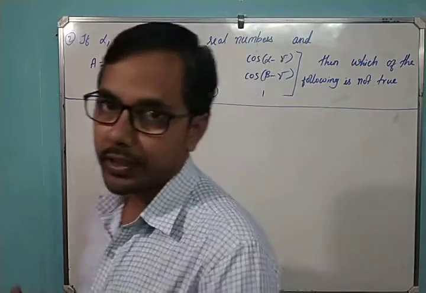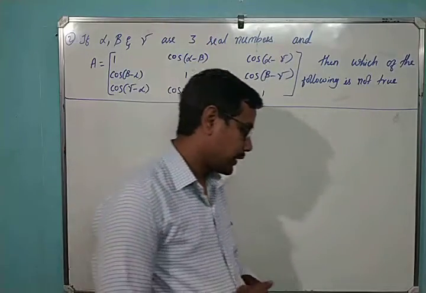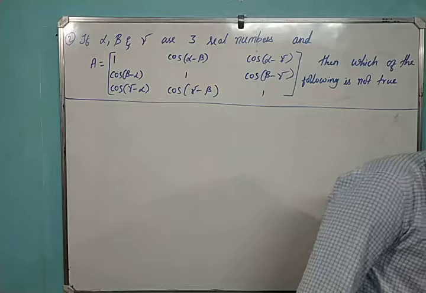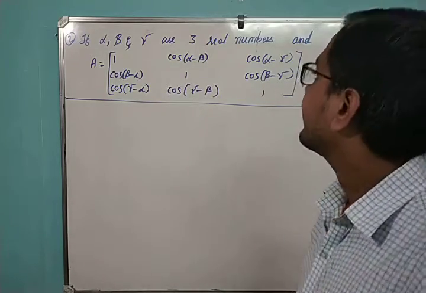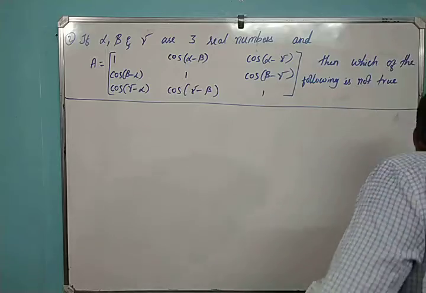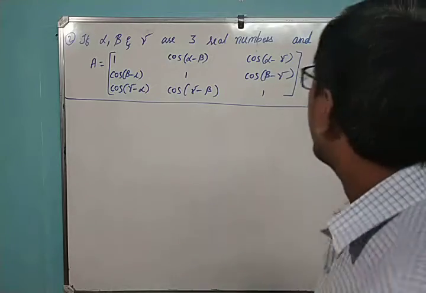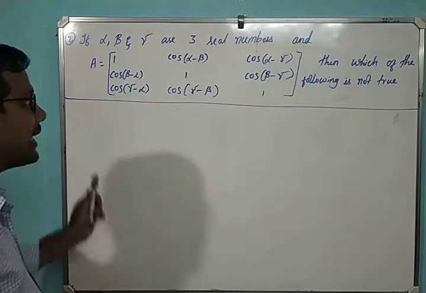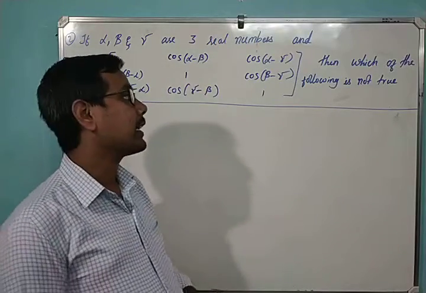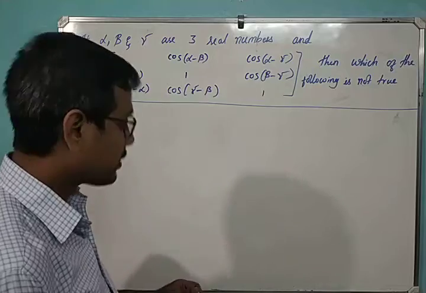Friends, I hope you have understood that previous problem. So let's proceed with the next one. Here, what they have given: if alpha, beta and gamma are three real numbers, not roots, and A is this particular 3 cross 3 matrix, then which of the following is not true?